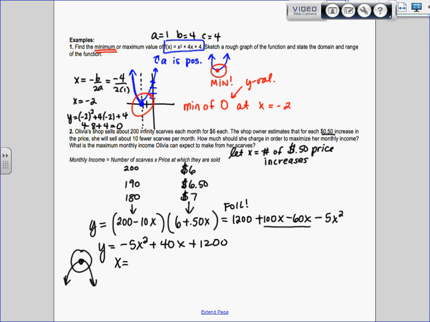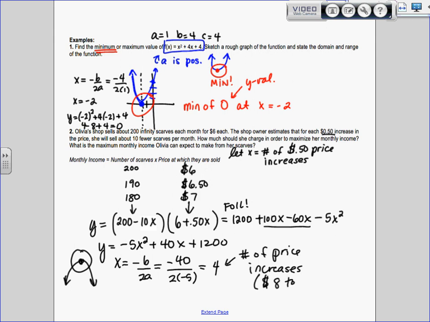All right, so I'm trying to find that maximum. So I'm going to do x equals negative b over 2a. So I get negative 40 over 2 times negative 5. So negative 40 over negative 10 gives me 4. What does that represent in this problem? What does 4 mean? It's the number of price increases, right? So what price should she sell it for? She should sell each one for $8.